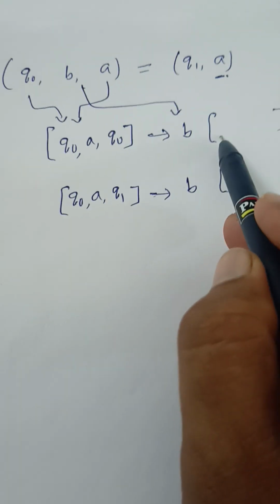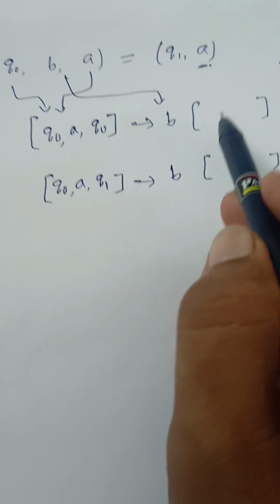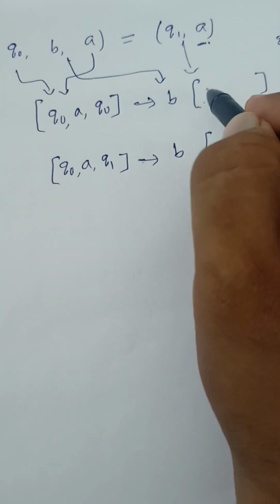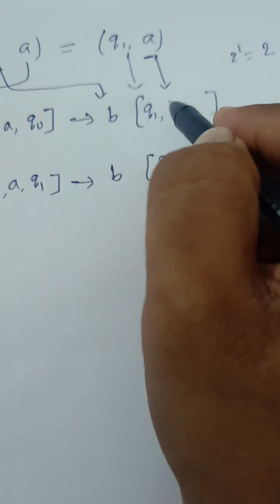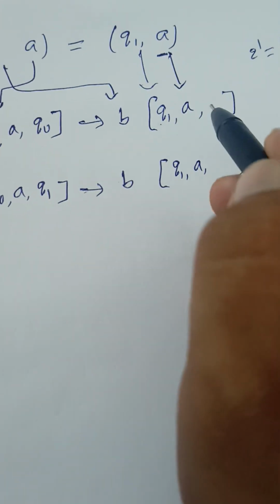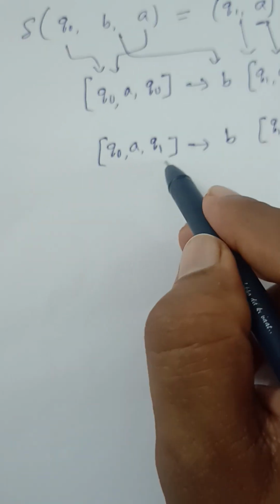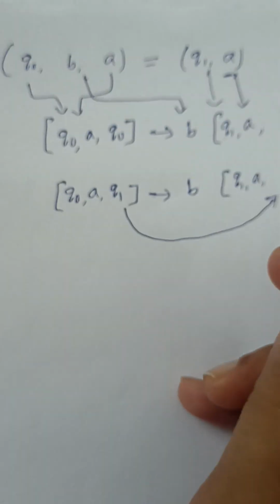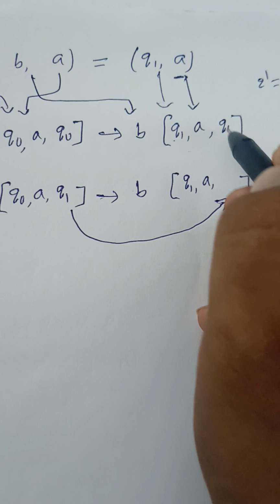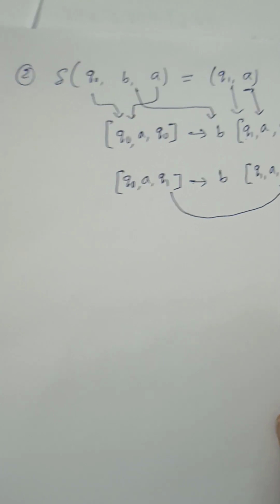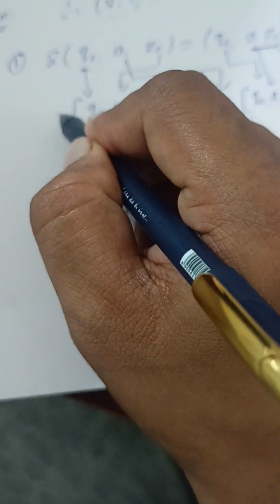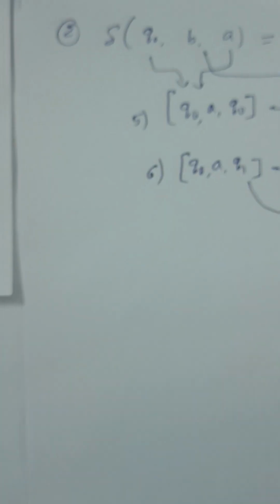Okay, so now what is the first field? So the first field is same, q1, q1. What is the second field? Second field is this one, small a, small a. What is the third field? Whatever we will write in the left hand side. Okay, so that is the third field, q naught, q1. Okay, so up to now we get 4 production rules from the first transition function. Now we get another 2, 6 in total.